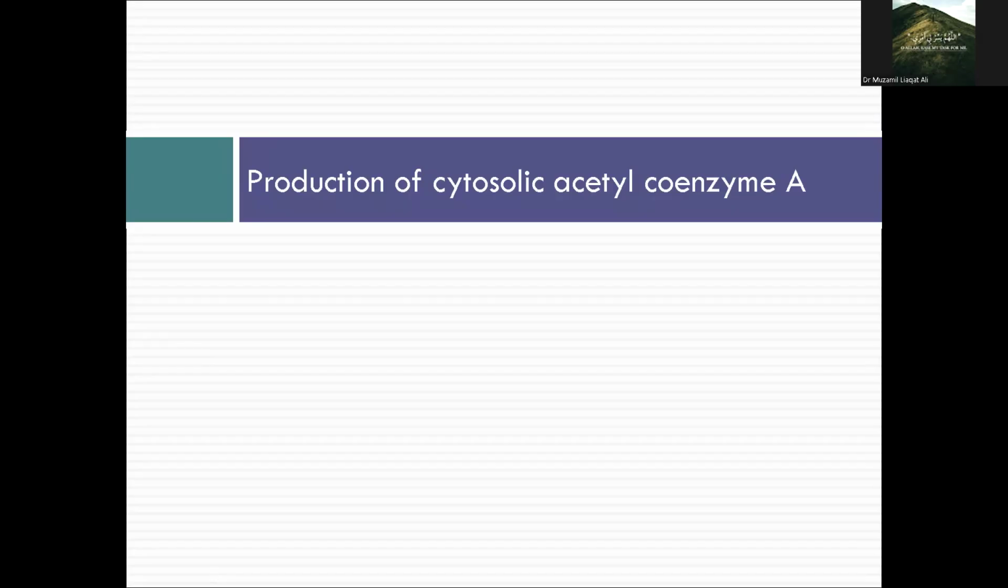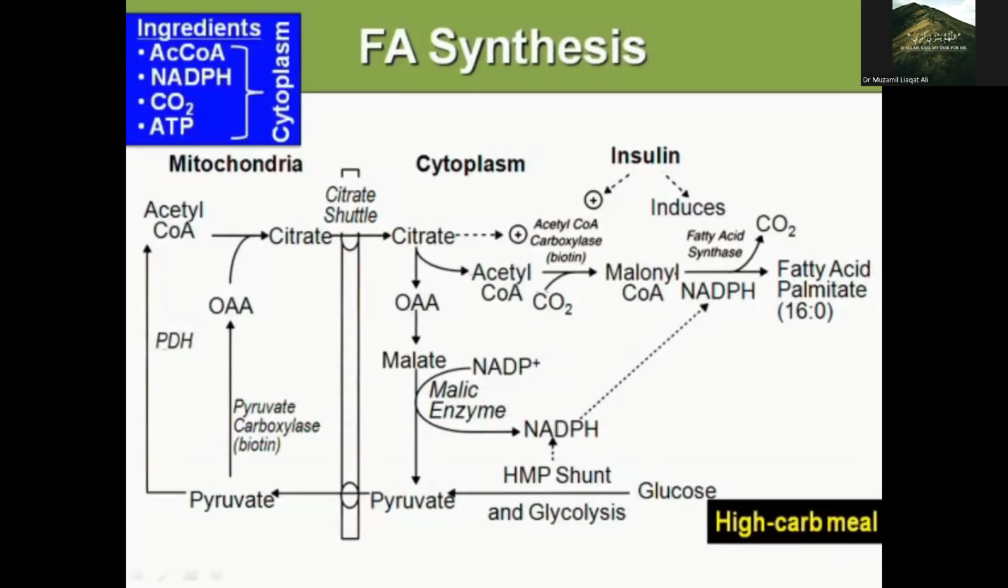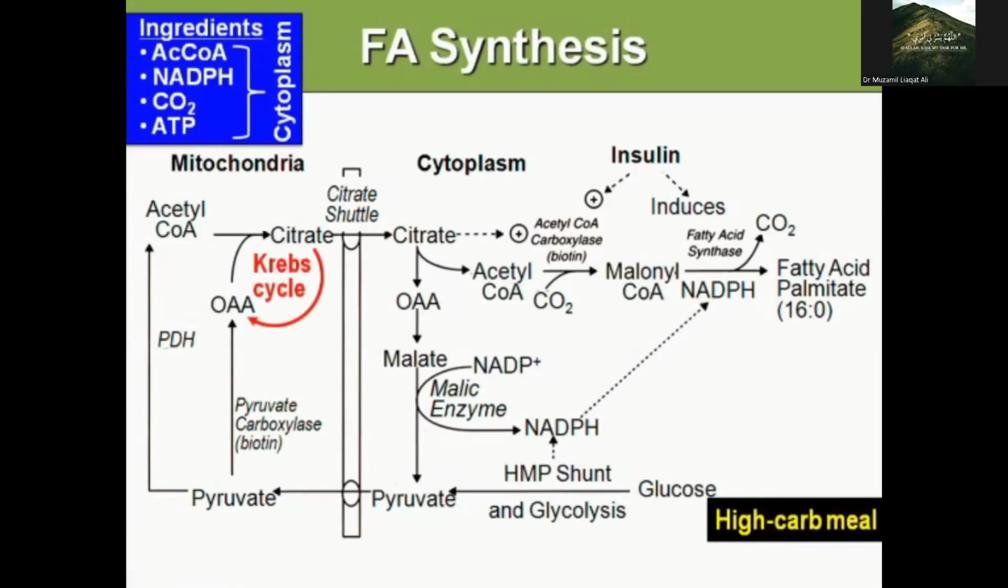So let's start with the production of cytosolic acetyl CoA. Acetyl CoA is made in the mitochondria from pyruvate via the PDH complex and from fatty acid oxidation, but it cannot cross the inner mitochondrial membrane. But how does it get to the cytosol? The answer is very simple, the citrate shuttle.